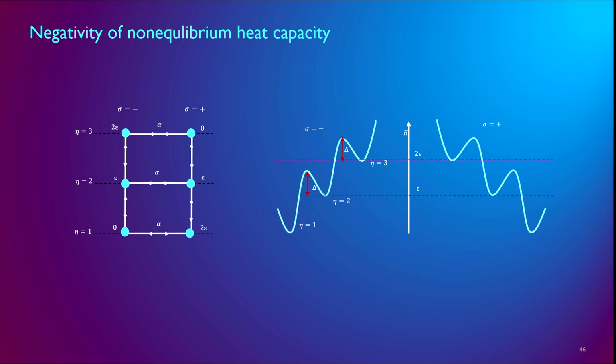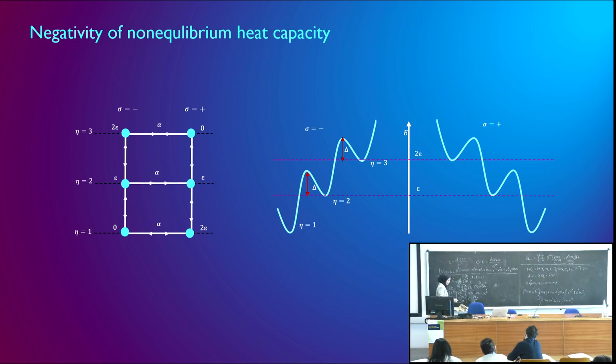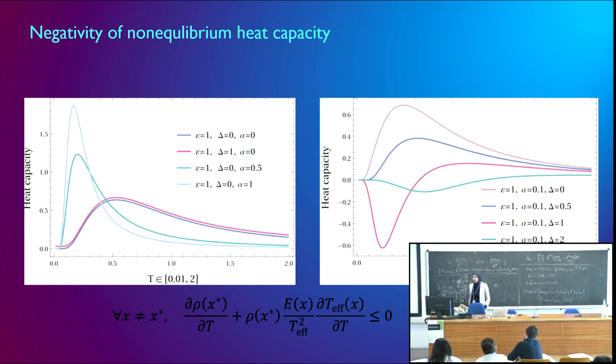Okay? But when I change the temperature, from the ground state, the particle likes to go to a higher state. And I see that, oh, it's possible in some cases I have negative heat capacity. For example, here. When epsilon is 1, delta is 1, then I have a big negative heat capacity.